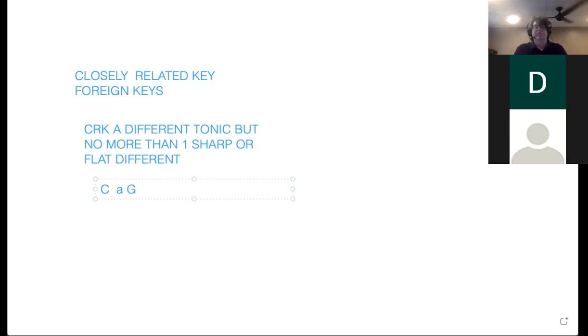Give me another. F major. F major. It's got one flat, but a different tonic, but no more than one flat. F major. There are 2 more. And I'll give you hints. They're relative minors of some of the majors you have up there.